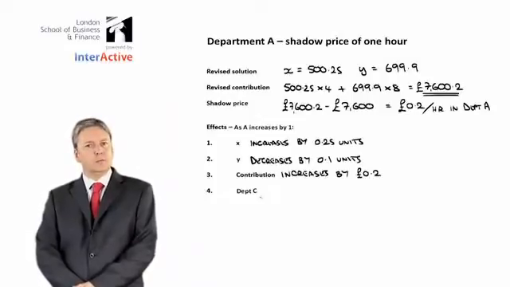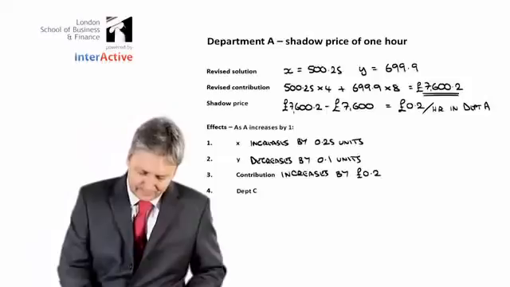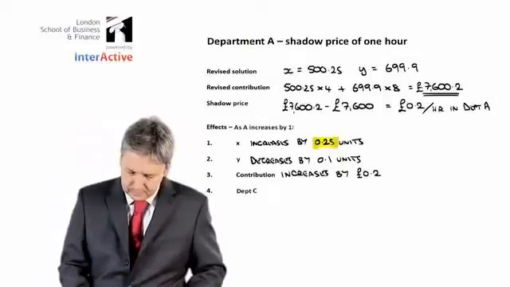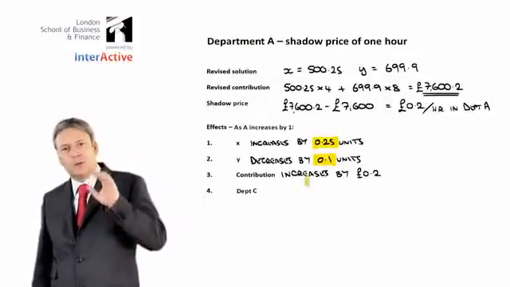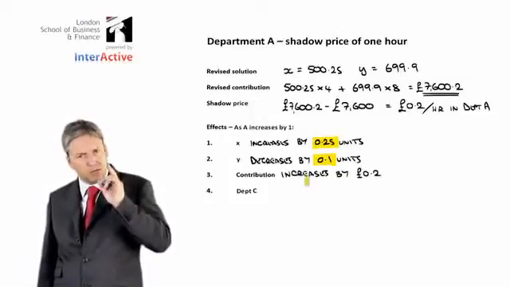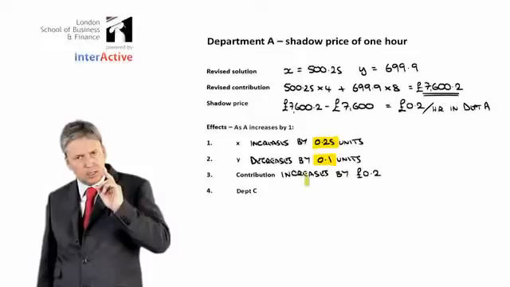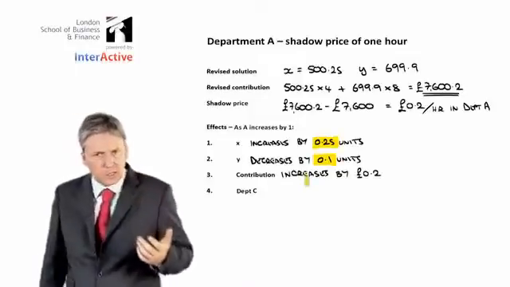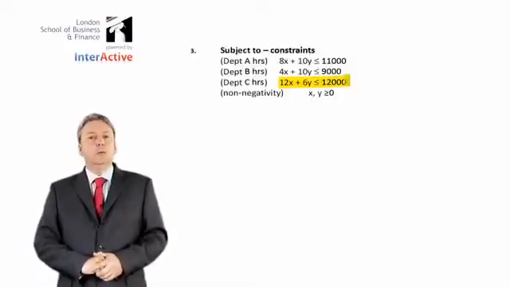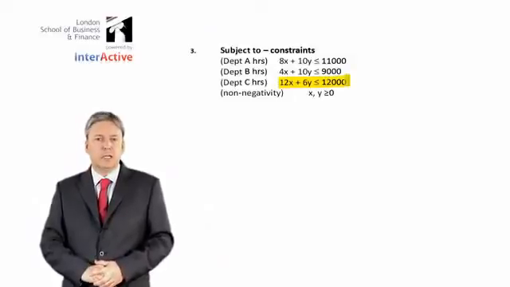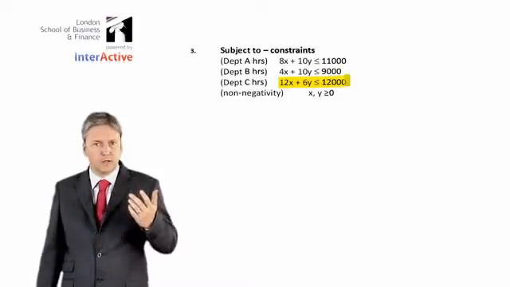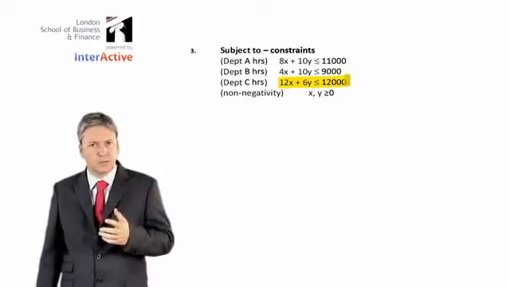Well, this is an interesting one. What we have to do is this. We've got to take those two changes and pump those into the Department C constraint. So that's going to be a bit odd. Okay. So let's go back and look at the Department C constraint. If we look at the Department C constraint, each unit of X requires 12 hours and each unit of Y requires 6 hours.